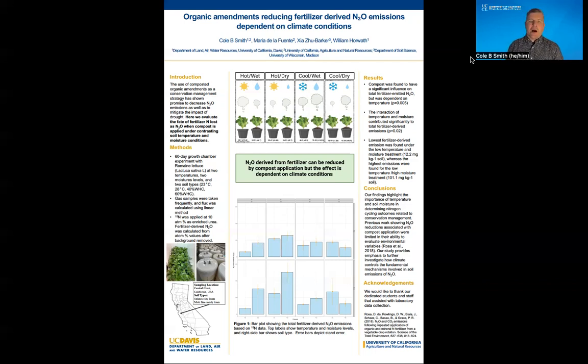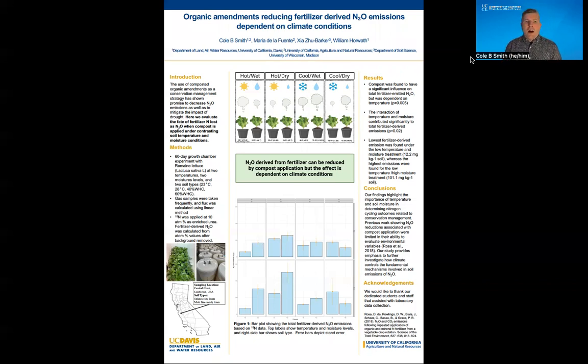Here we evaluate compost application under different soil and moisture conditions, as well as in contrasting soil types with different textures. Oftentimes in the field, it's hard to evaluate climate conditions. So we were able to do this using growth chambers.